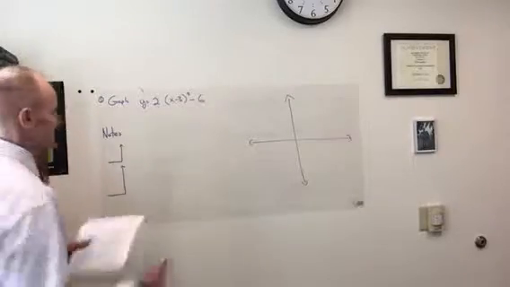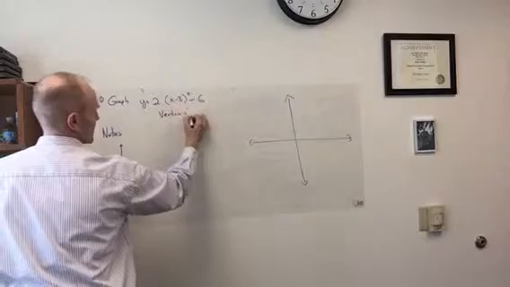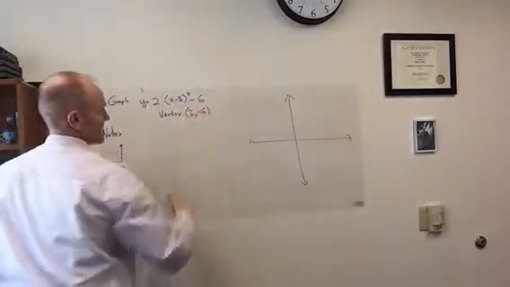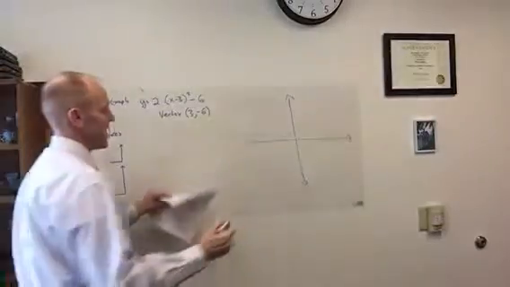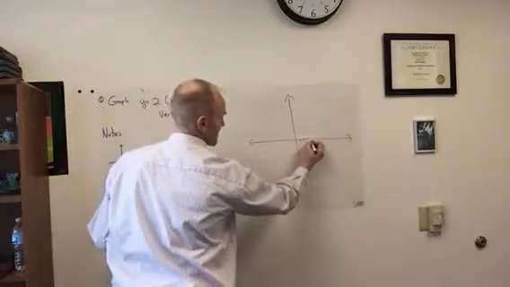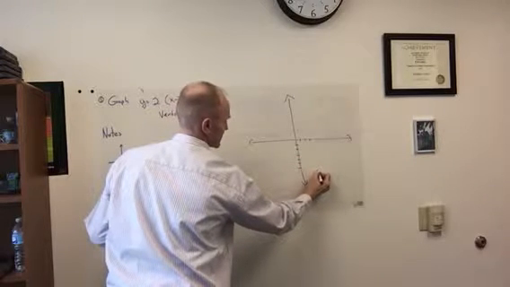The vertex on this is 3, -6. So just like you did in your last lesson, we can go over 3, down 6, and we can graph that vertex right there.